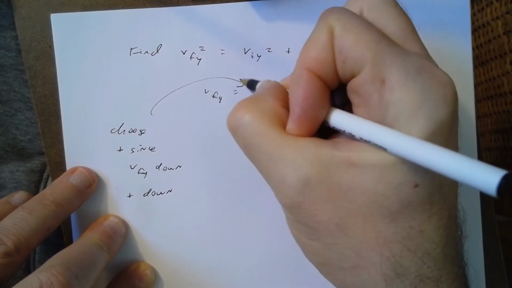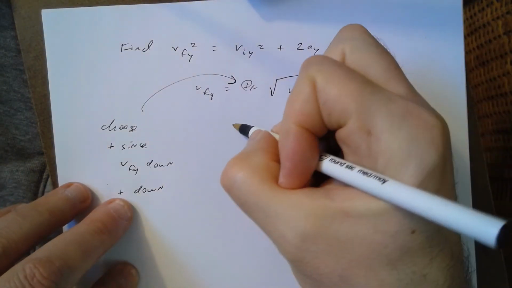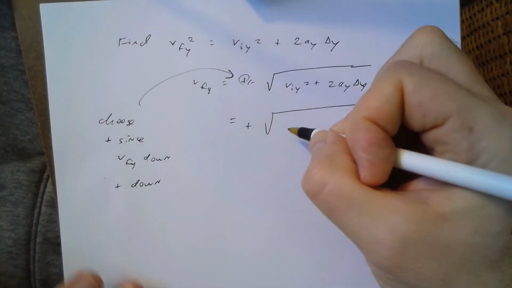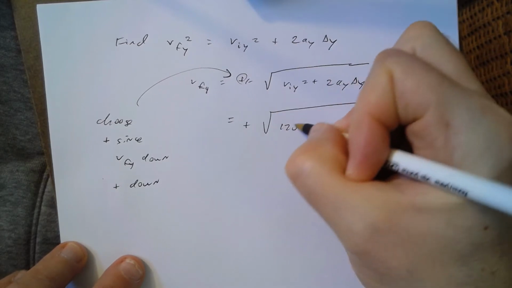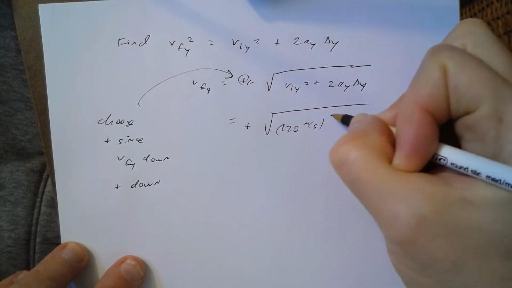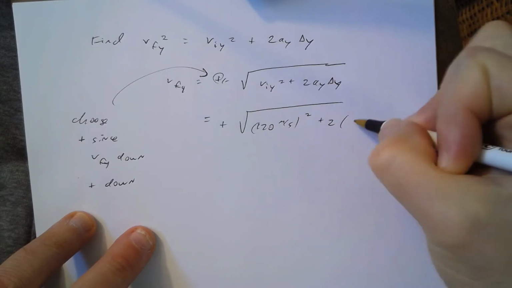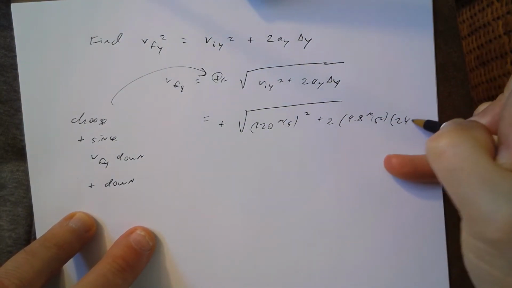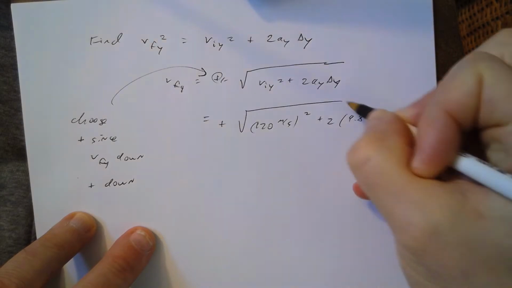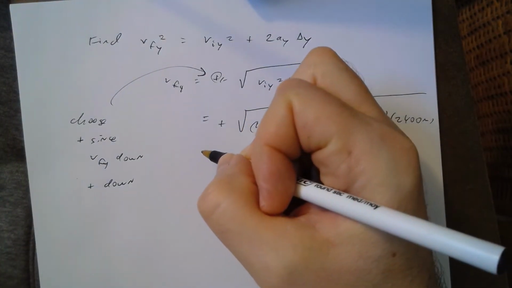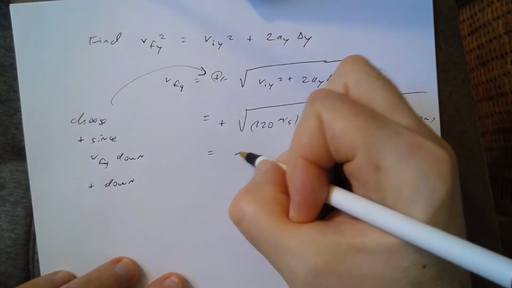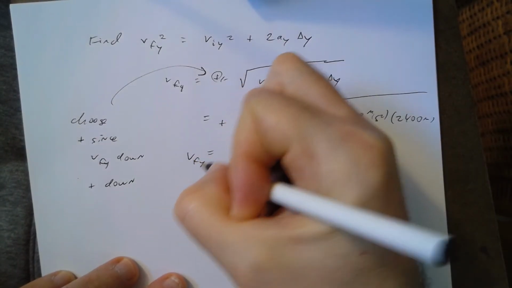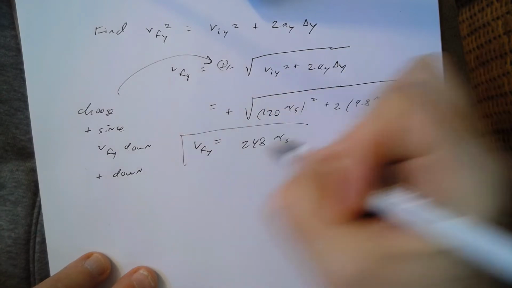So I'm going to put in the numbers: VIY, which is 120 meters per second, AY, and delta y. Put all that together, and I find that VFY is 248 meters per second. Alright, I'll need that later.